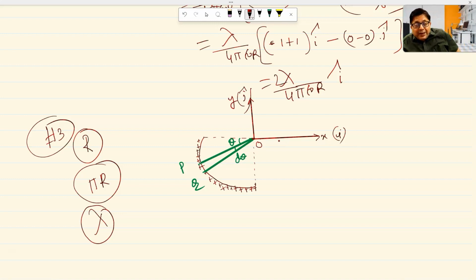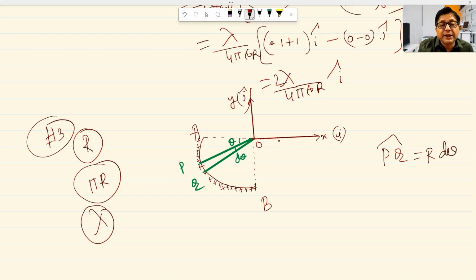Your problem is to find electric field due to this elemental portion whose angular position is given this way. AB is the wire. PQ is the elemental portion. Like previous sum, PQ length will be equal to R d theta. If the radius is equal to R, it's carrying a charge dq equal to what? Lambda into its length. Lambda into R d theta.